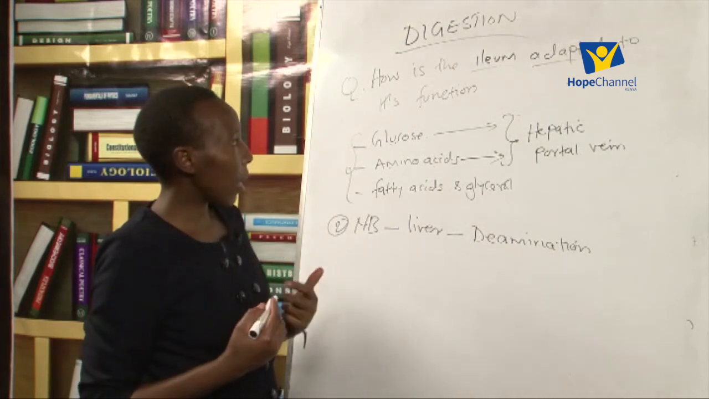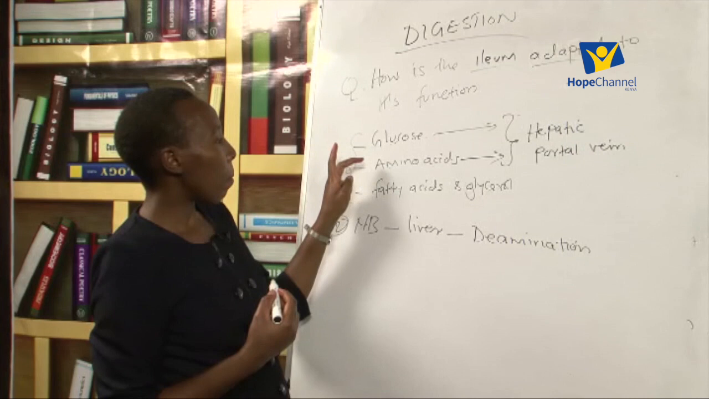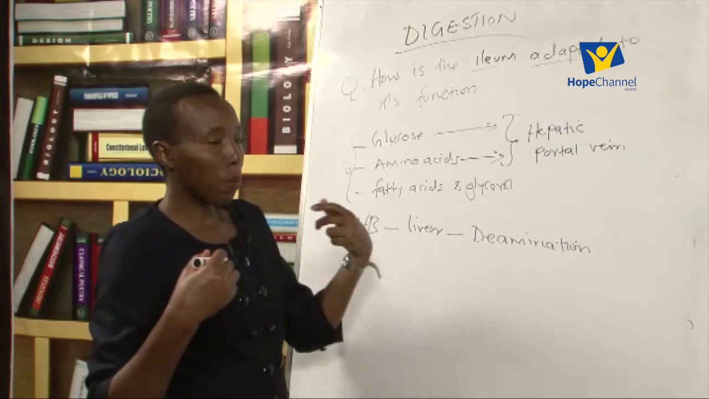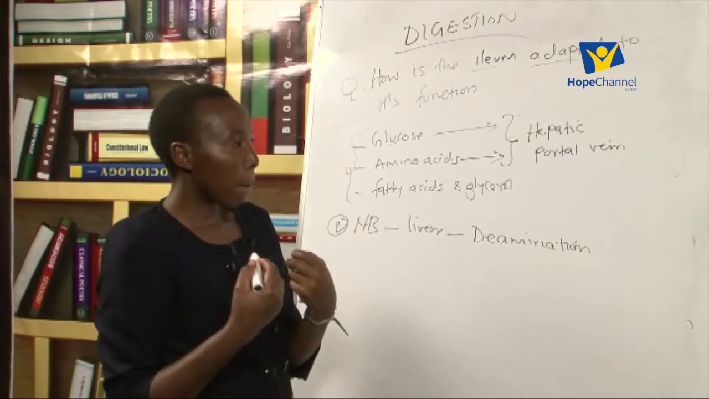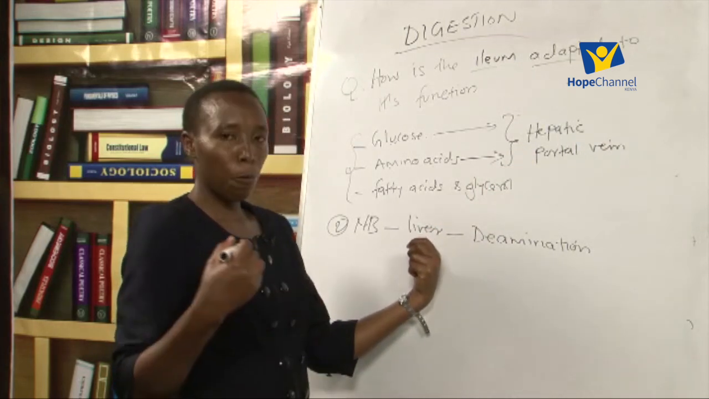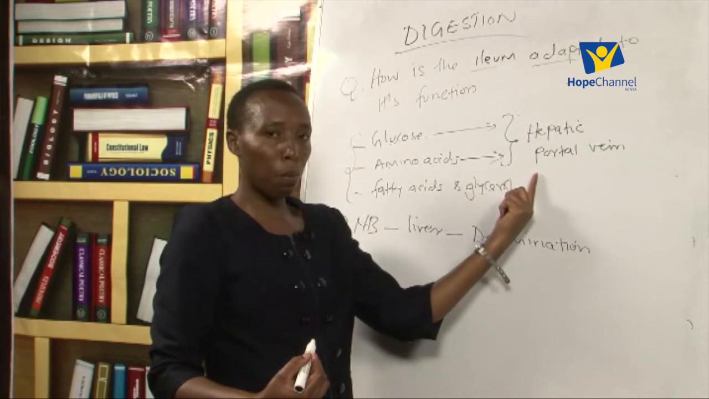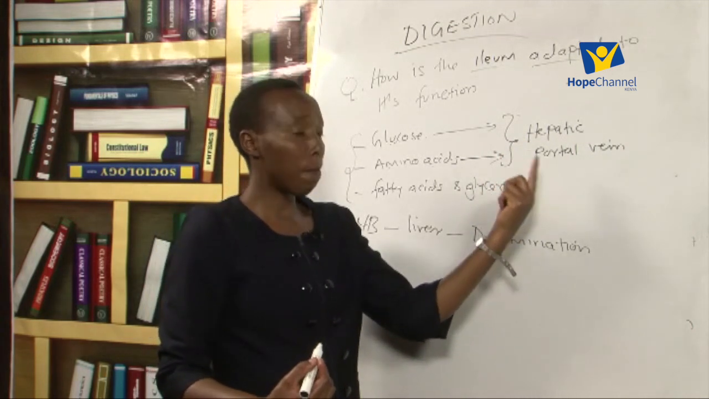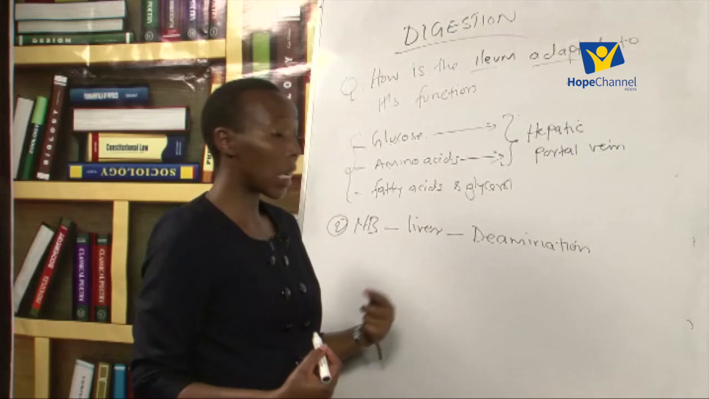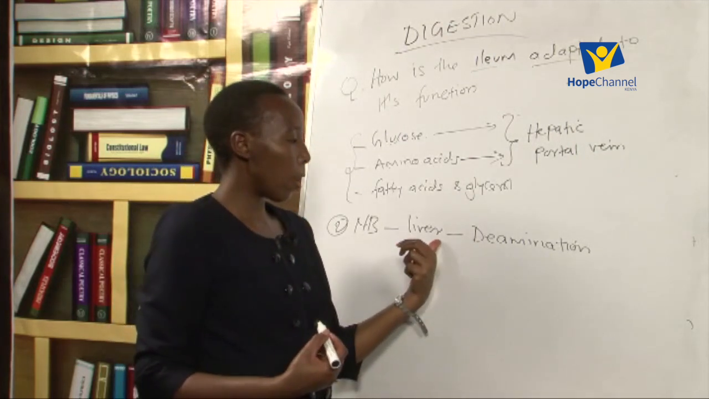So we are saying that after absorption, glucose and amino acids are absorbed into the bloodstream, but first they pass through the liver. That is, from the stomach to the liver, there is a blood vessel by the name hepatic portal vein that will transport that from the stomach to the liver.